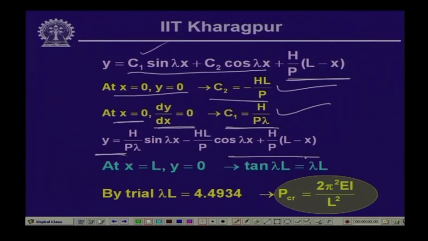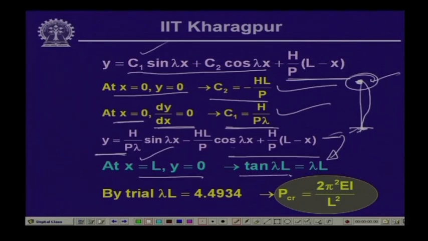Also, if you look into this, at x equal to L, this is the fixed end and this is the hinged end, so you have a deformation in this. So, at x equal to L, you will have to satisfy that y is equal to 0. If you substitute x equal to L, y equals 0 in this expression, we get this form, that tan lambda L is equal to lambda L. At x equal to L, this term goes off, you have cos lambda L, this is sin lambda L, and this is equal to 0. So, that gives us tan lambda L equals lambda L.